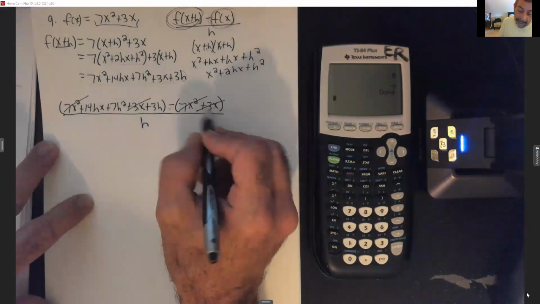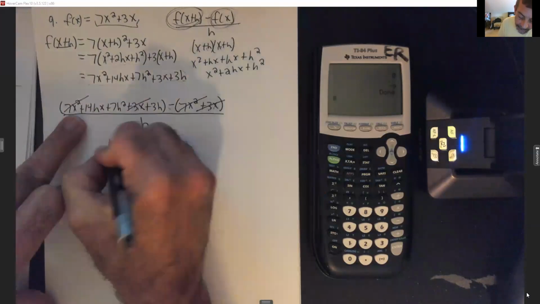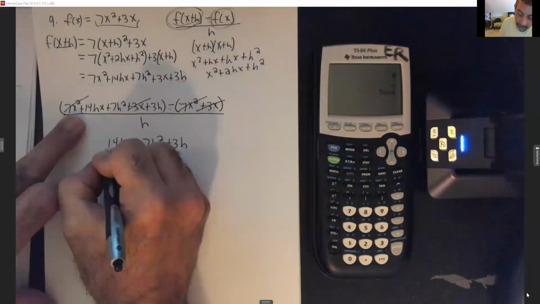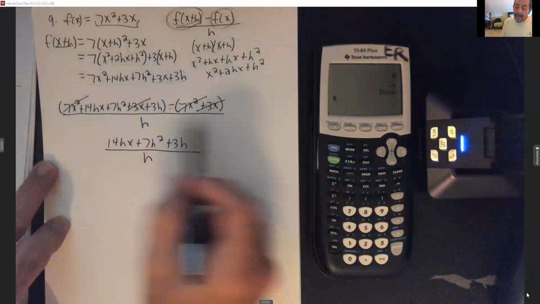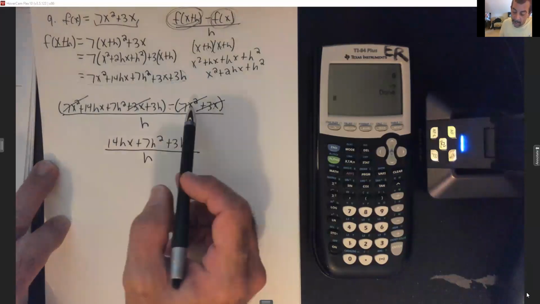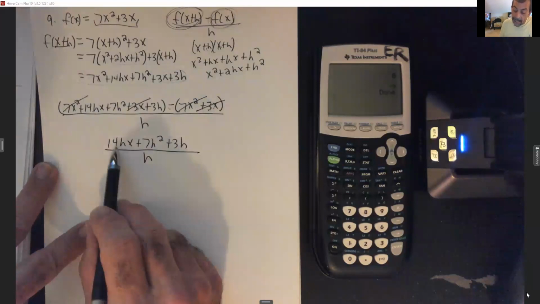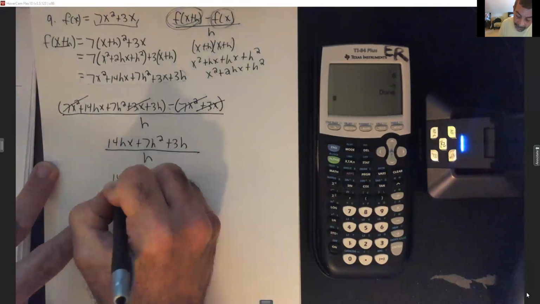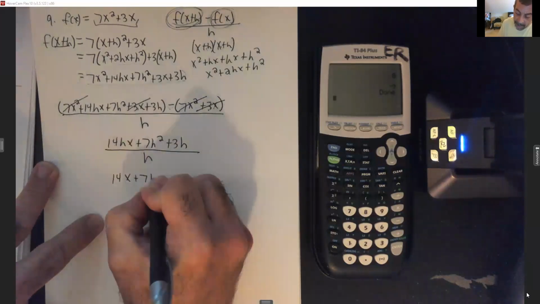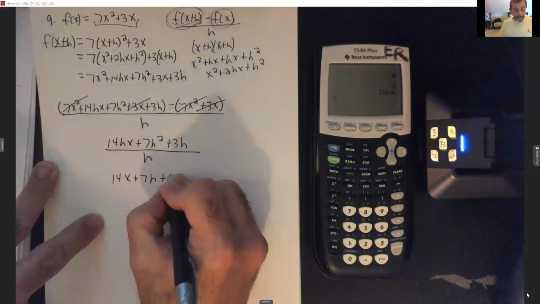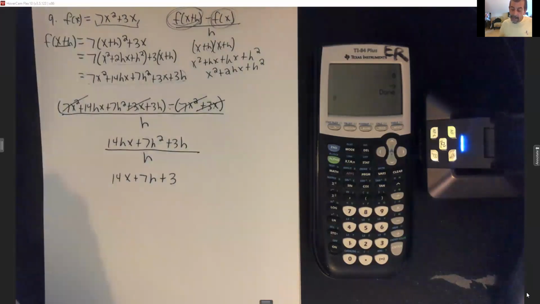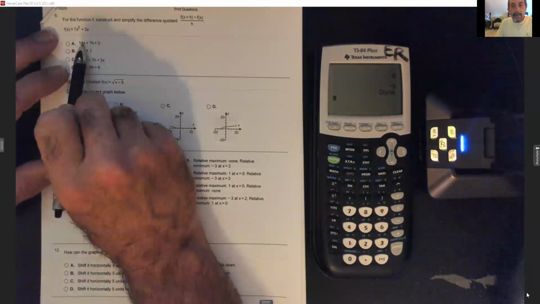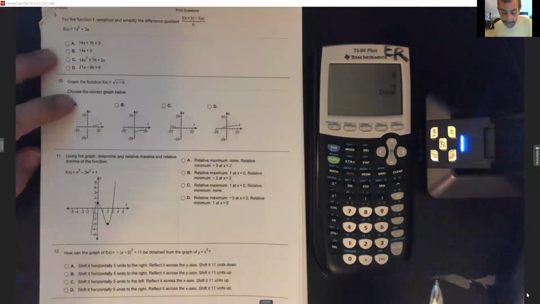So everything here always cancels out, so I'm left with the 14hx plus 7h squared plus the 3h all over h. So anything up here that didn't have an h always cancels out. Now at this point, since everything has an h, we cancel out one h from everybody. So this gives you a 14x, plus this one will give you a 7h, plus this one would give you a 3. So 14x plus 7h plus 3 would have been our answer number 1.